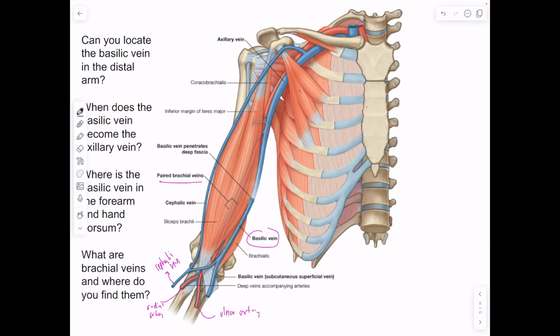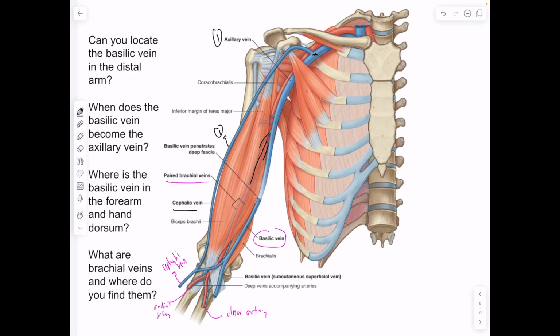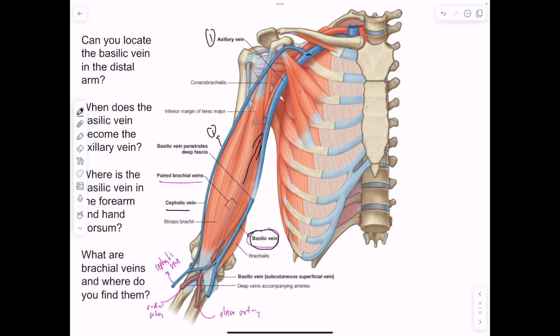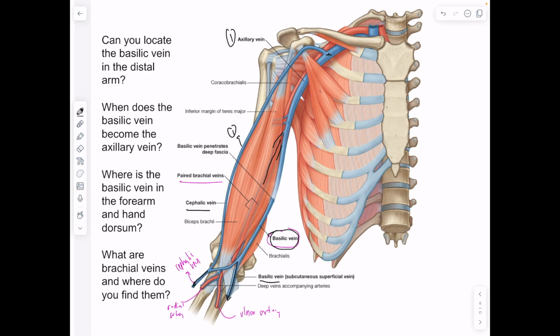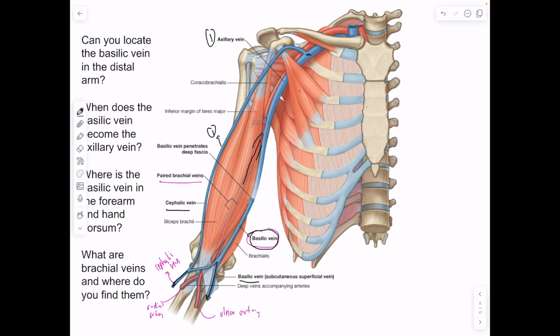All right, so the basilic vein in the distal arm. We have the axillary vein, we have the cephalic vein right here, and it's a little bit better picture than we saw earlier. We can see the cephalic vein leads into the axillary vein. The axillary vein is going to give off the paired brachial veins, which we can see are actually following the brachial artery. The axillary vein is turning into the basilic vein, which continues along the ulna. Then the cephalic vein continues along the radius, and both of those make it to the hand. Okay, and great. Moving on.